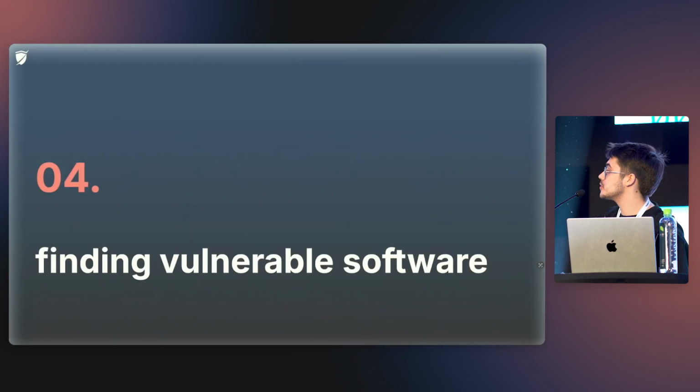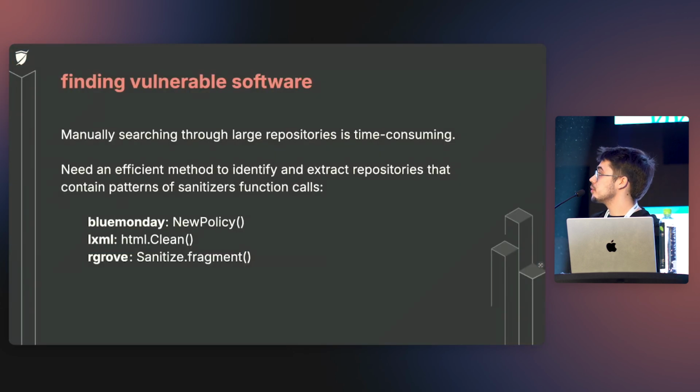And now let's jump into our vulnerable software and how we found them. We know that manual searching through large repositories can take a lot of time. So for that, we need an efficient method to identify and extract repositories that use patterns of sanitizer function calls. We'll take a look at NewPolicy in bluemonday, the html.clean in lxml, and the Sanitize fragment in Ruby.